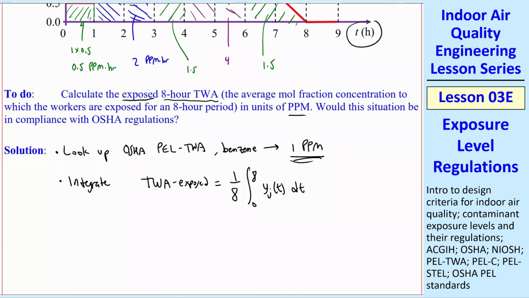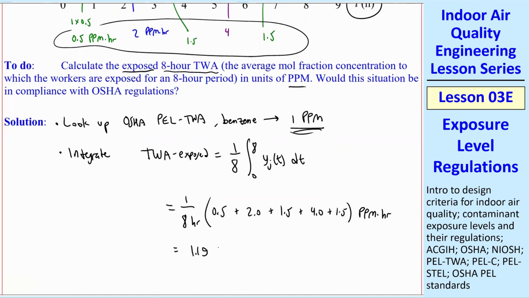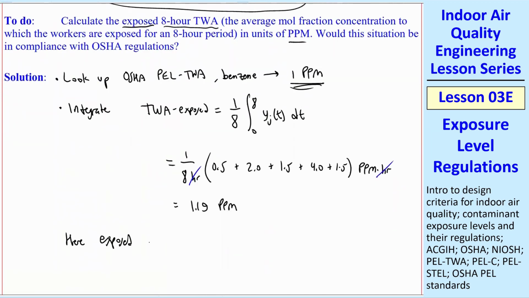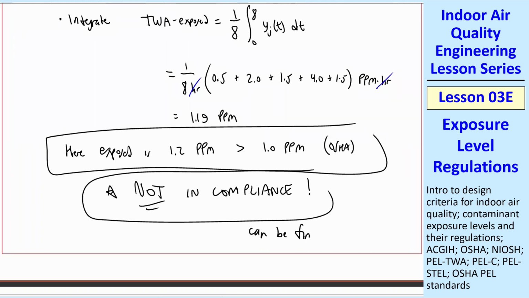And so to find the exposed TWA, we just add up all these values. This would be 1 over 8, and I'm going to put the units in here, 8 hours. We already did the integral with these values, so we're just going to add all these up. So this would be 0.5 plus 2.0 plus 1.5 plus 4.0 plus 1.5. These are in units of ppm times hour. And so you end up with 1.19 ppm because the hours cancel in these units. And so I would say that here the workers are exposed to, I'll round this to 1.2 ppm, which is greater than 1.0 ppm, which is the OSHA value. So this is not in compliance. That's my answer. So you can be fined for this case.